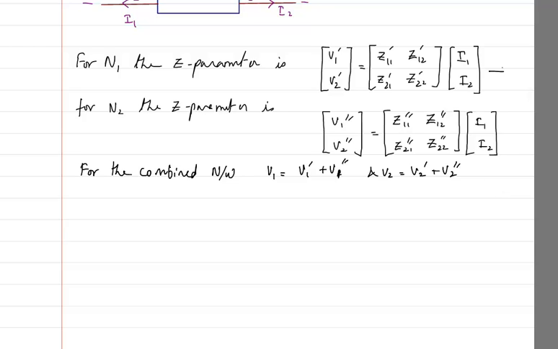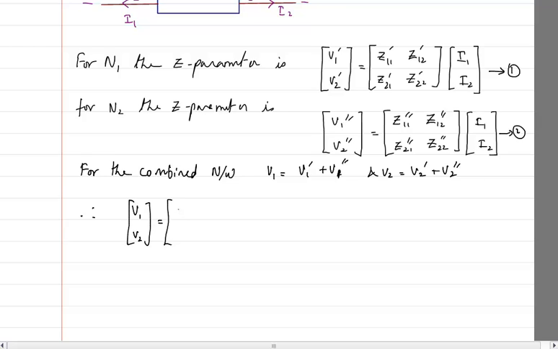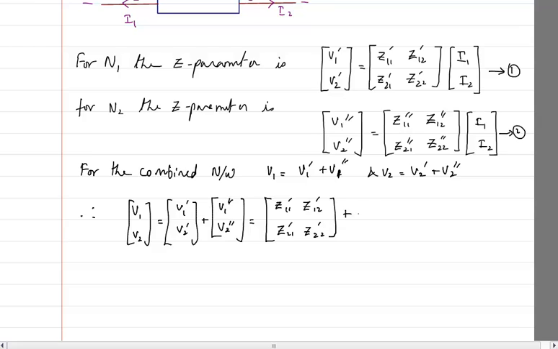That is, I have to add equations 1 and 2 here. Therefore, V1, V2 I can get by adding V1 dash, V2 dash with V1 double dash and V2 double dash, which are equation numbers 1 and 2. So I will write them as Z11 dash, Z12 dash, Z21 dash and Z22 dash. Here I am going to take I1, I2 common, so I will write the other matrix also: Z11 double dash, Z12 double dash, Z21 double dash and Z22 double dash.